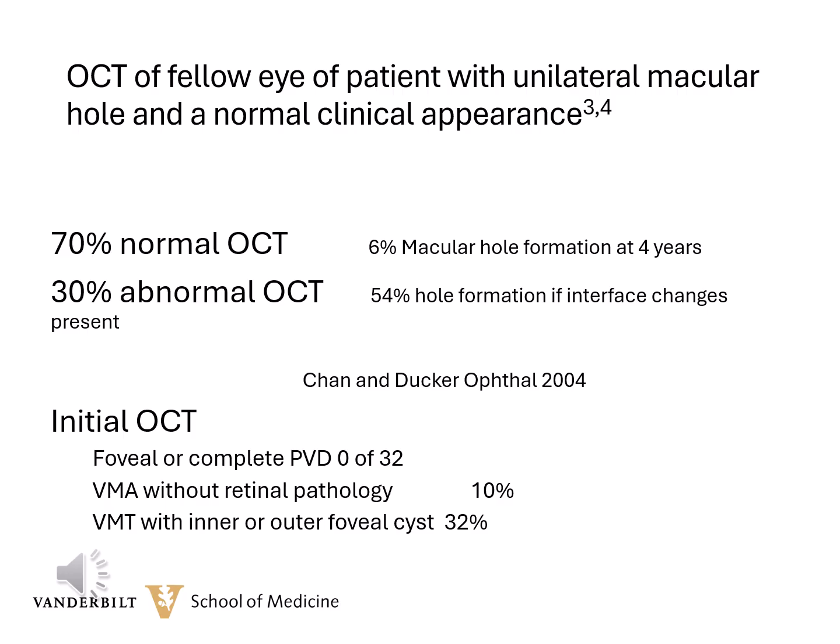On the initial OCT of the fellow eye, if there was a complete PVD, then 0 of 32 patients developed a macular hole. Vitreomacular adhesion without pathology was 10%, and vitreomacular traction with either inner or outer foveal cysts was again at about the 32% rate of developing a macular hole in the fellow eye.